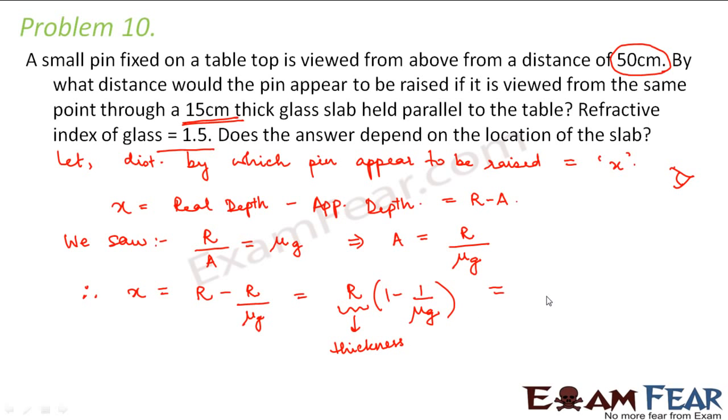So what is the thickness of the slab here? It is 15 centimeters. And this is 1 minus 1 by mu g, that is 1.5. So this comes out to be 5 centimeters. So that means this object appears to be raised by 5 centimeters. Does the answer depend on the location of the slab? No. Right?